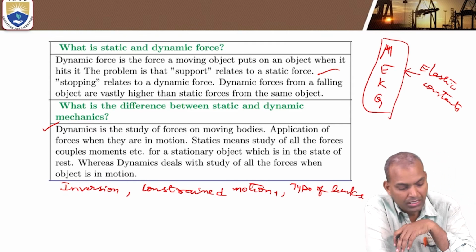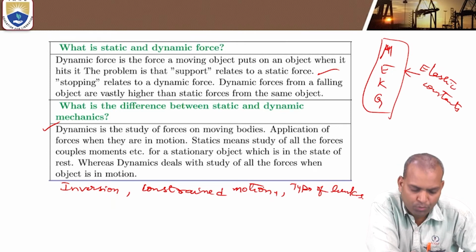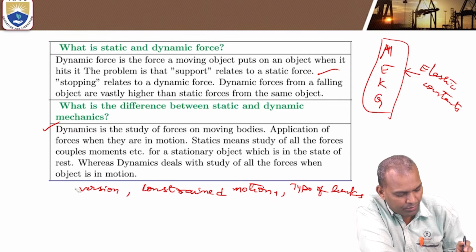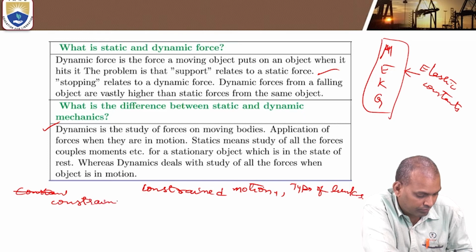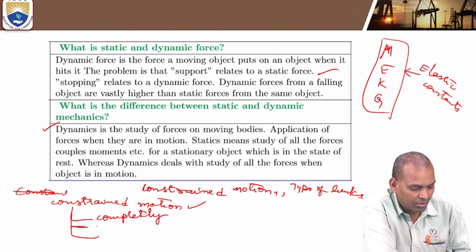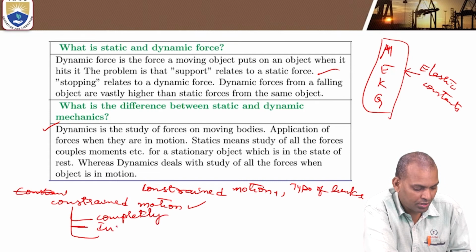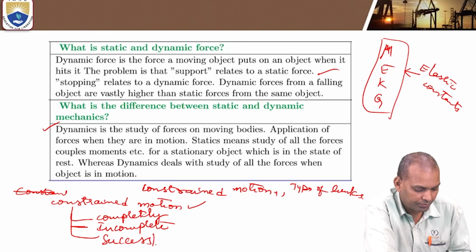That is the concept. Next, what is constrained motion? There are 3 types of constrained motion. Number 1, completely constrained motion. Number 2, incomplete constrained motion. And number 3, successfully constrained motion.